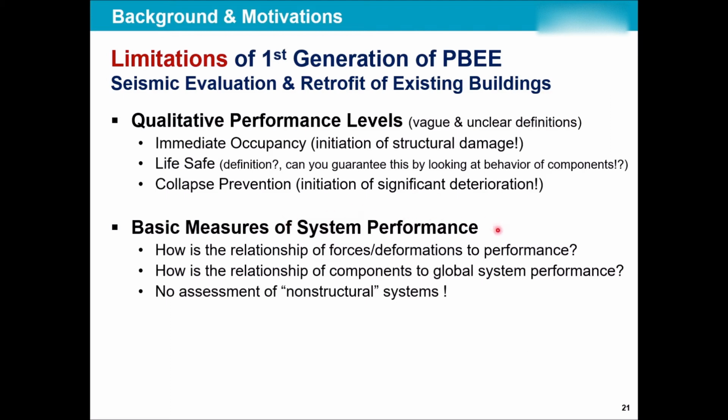Then there was some basic measures of system performance: the relationship between force and deformation, and the relationship between components and the global system performance. All of these were a little bit vague, and every single engineer could have done it themselves. The fact that you have the hysteresis or the monotonic curve for every single component, how is the most efficient way of gathering all of these to represent the entire structural performance?